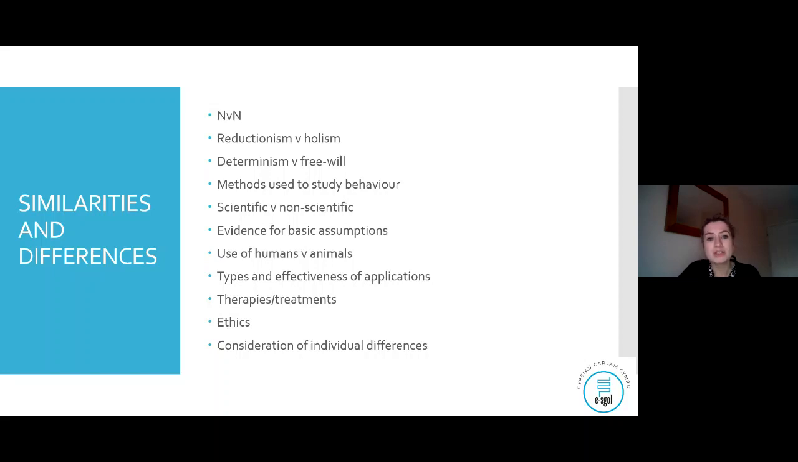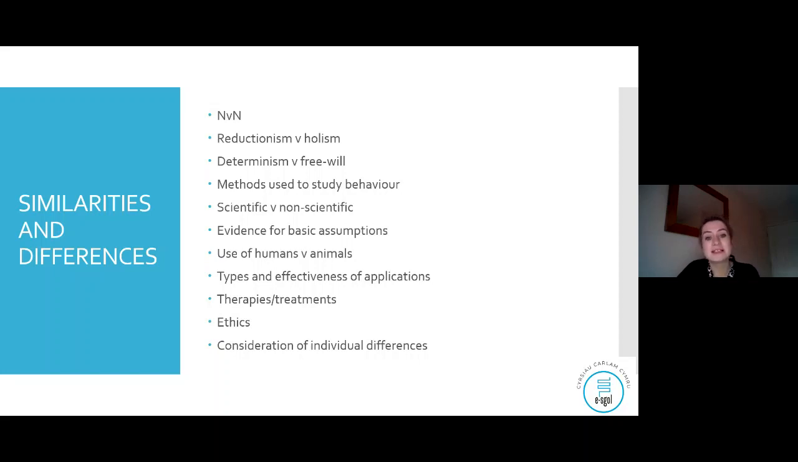Next one, methods used to study the behaviour. So what was the methodology? I've spoken a lot in the previous sessions about methodologies. What did they use? Was it a lab experiment? Was it controlled? Was it an observation study? Did they use self-report methods? They're all things that you can bring into similarities and differences.